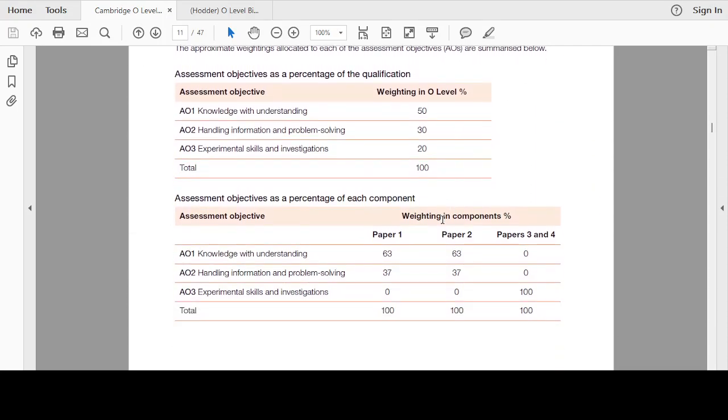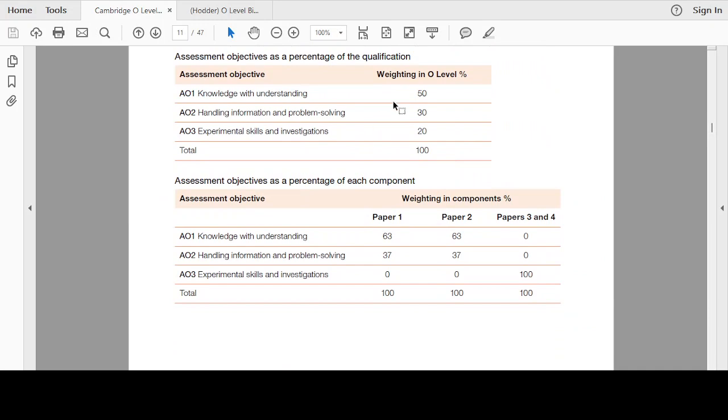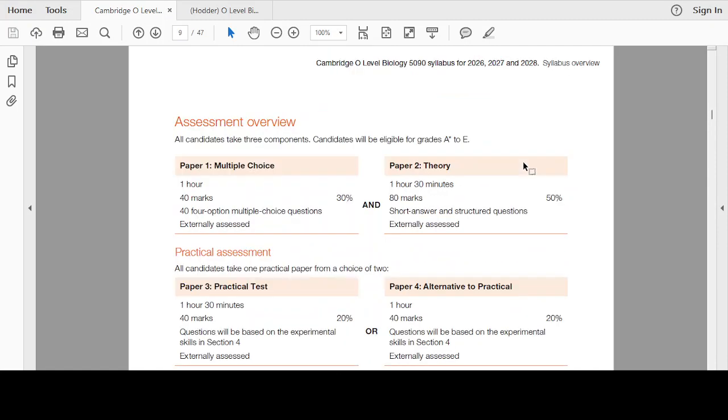Right, so here's the weightage. In total, out of 100% of your papers, AO1 has a 50% weightage throughout, AO2 has a 30% weightage, and AO3 only 20%. That actually corresponds to the weightage of the papers, I believe. Right? Not mistaken. Yeah.